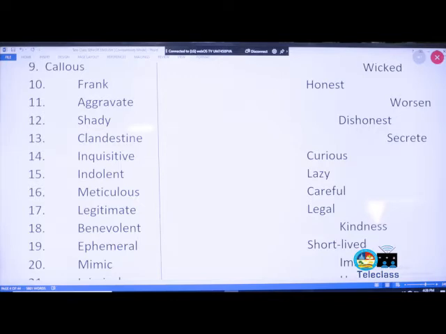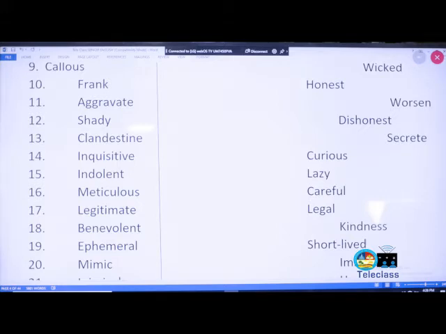Then we have legitimate. Legitimate means legal or lawful. When you say someone is a legitimate child, it means it's a lawful child or legal child. Then we have benevolent. Benevolent means kindness. So when someone has a benevolent heart, it means the person has a kind heart. Then we have ephemeral. When something is ephemeral, it means it's short-lived. It cannot last for a long time.